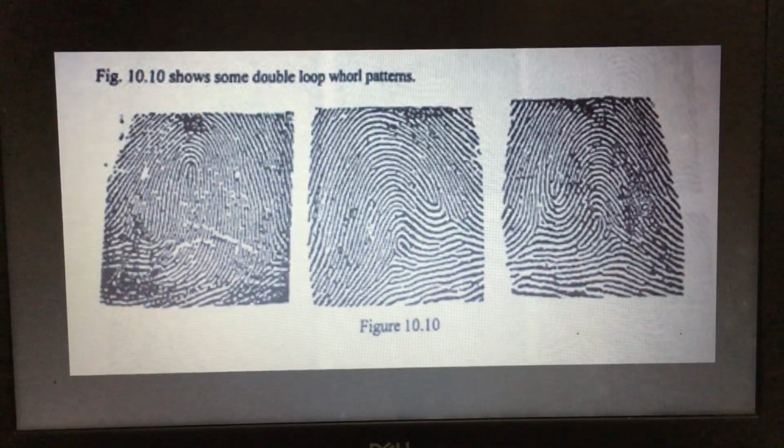So the requirement of a double loop whirl is that there should be separate distinct loop formations like this one and this one. So it is not necessary that they are the same size, as long as there are two loop formations and two sets of shoulders and two deltas found.